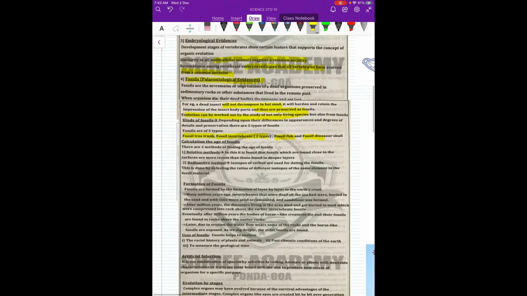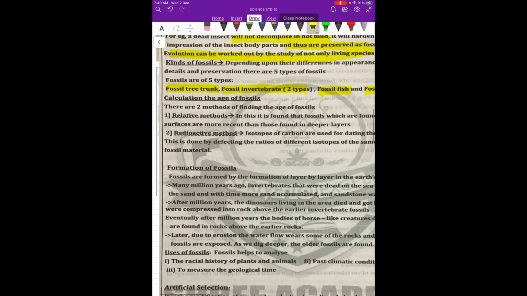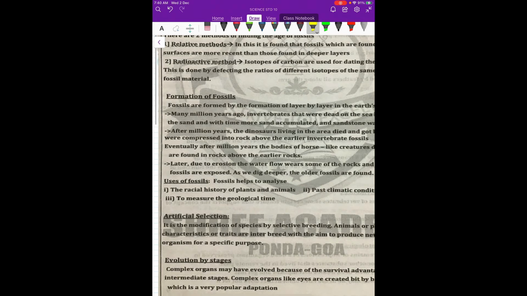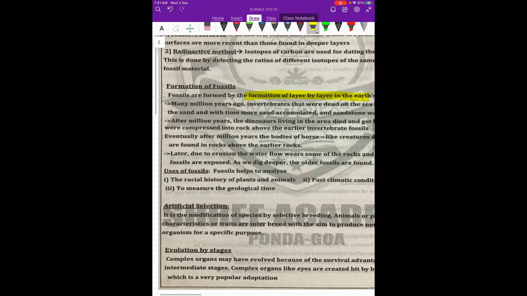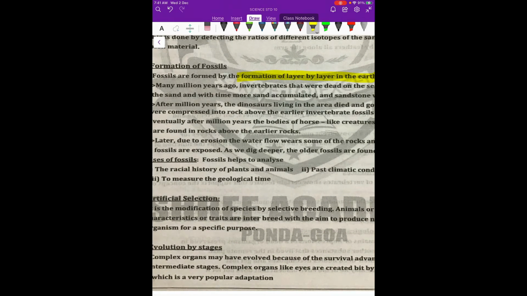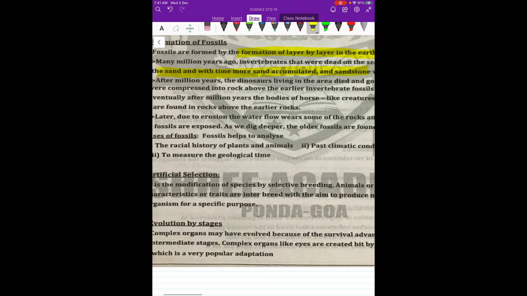So how do fossils form? These fossils are formed over millions of years. Whenever dead plants and animals fall down, they are covered layer by layer over millions of ages by rocks, mud, other animals. This may be due to tsunamis, volcanoes, earthquakes, and many such natural phenomena. In case of the sea, invertebrates which were dead always fall down to the bottom of the sea, and then sand accumulates over them layer by layer, and due to intense pressure we find fossils.